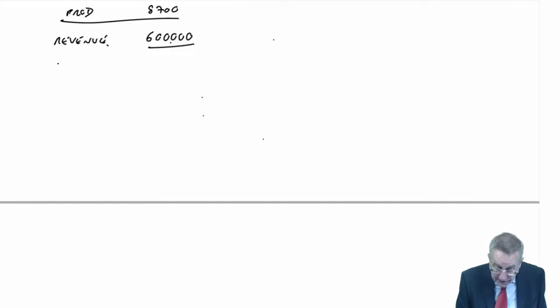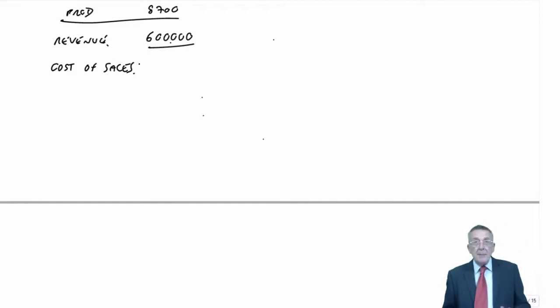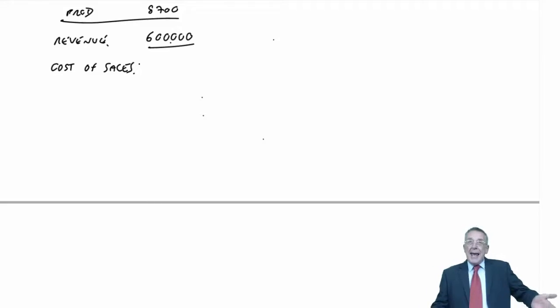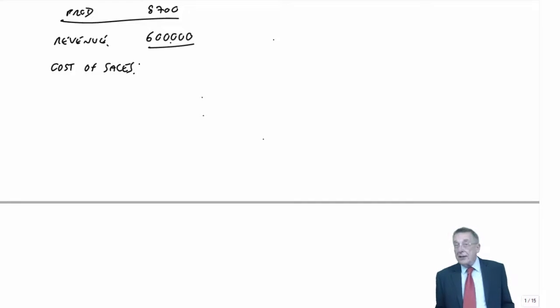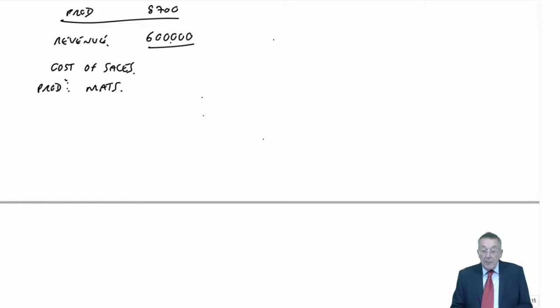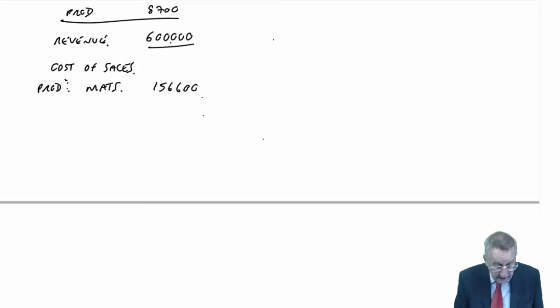What about the cost of sales? Well, I'm going to write the statement out in full, so I can show you the cost of sales. It should be the cost of production less the value of any closing inventory. So the production costs, what do we expect? Well, materials, do check me here please, but we produce 8,700 units. Each unit should cost on materials $18, so we should be spending $156,600 on materials.